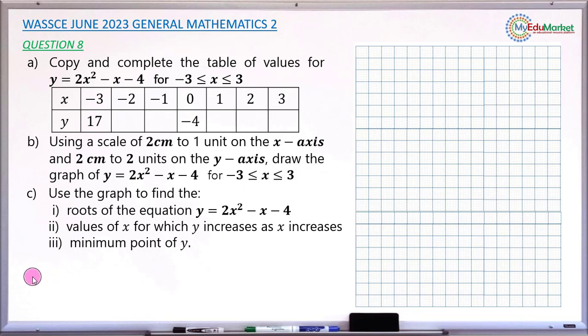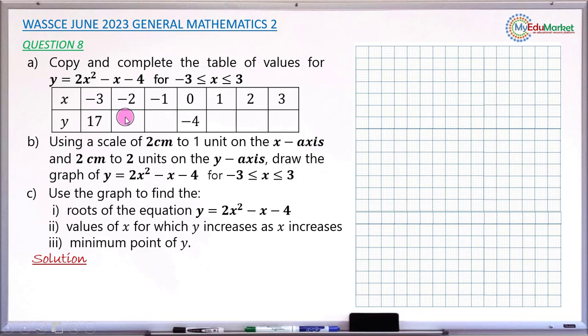Solution to this problem. Starting with question A, we are asked to copy this table and complete it. Completing it means finding the missing values of y. Starting with the missing value of y when x is minus 2, what we simply do is go to your function, y equals 2x squared minus x minus 4, replace the x there by minus 2 and simplify. What you have finally will be the corresponding value of y when x is minus 2.